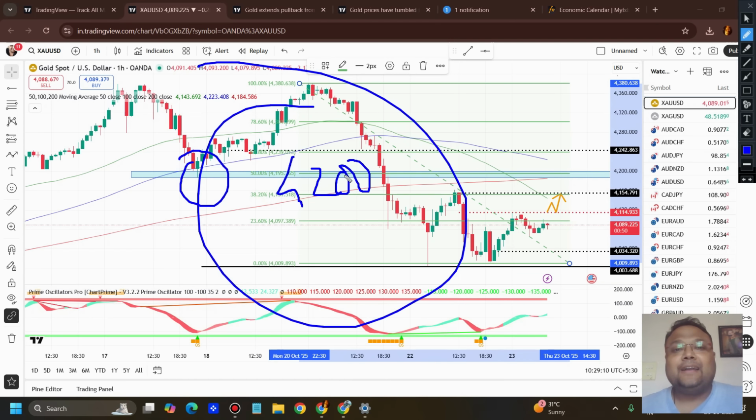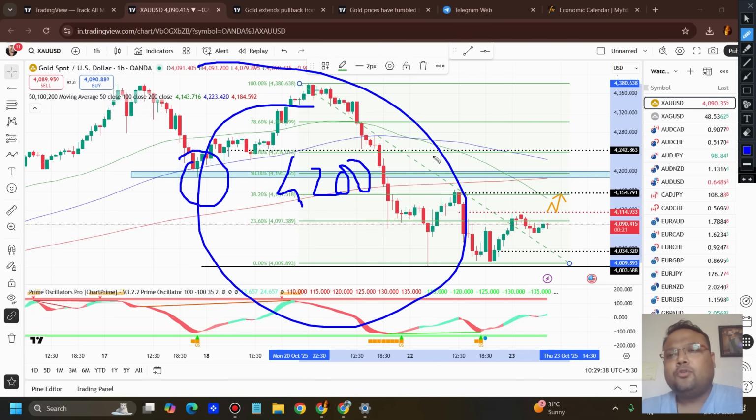At 4200, my dear friends, be careful. If the market shows price rejection from above, then only go for a sell. Do not press the sell button blindly. Do not be a gambler, because the market is already playing with our mind. So 4200 is the best level, I think, where you can look for a sell position.